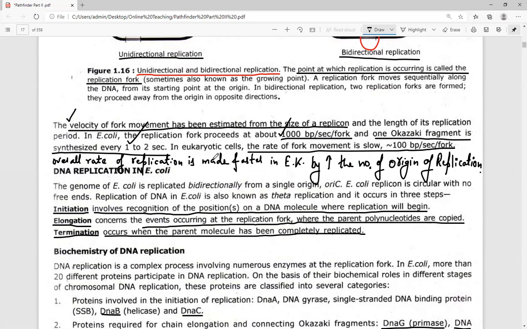Now DNA replication in E. coli. How does the process of DNA replication take place in E. coli? The genome of E. coli is replicated bidirectionally from a single origin of replication, for example OriC. The E. coli replicon being circular does not have any free end, and thus E. coli always follows a mode of DNA replication referred to as theta mode of replication.